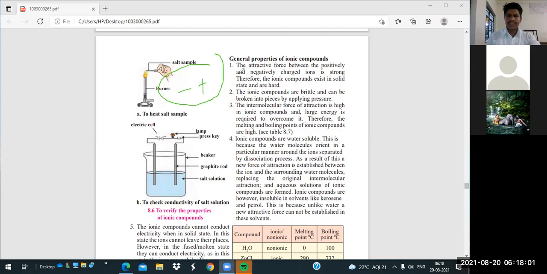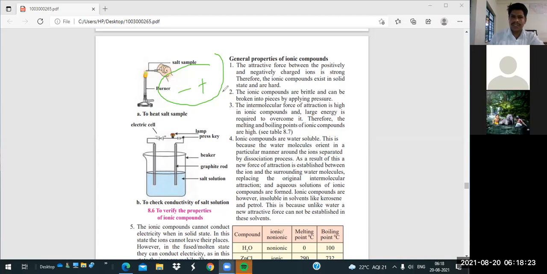As a result, the water molecules orient in a particular manner around the ions, and the ions are separated by the dissociation process. Dissociation means their separation. As a result, a new force of attraction is established between the ions and the surrounding water molecules, replacing the original intermolecular attraction.